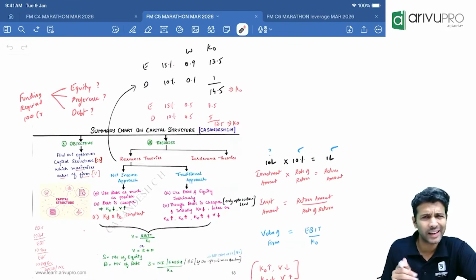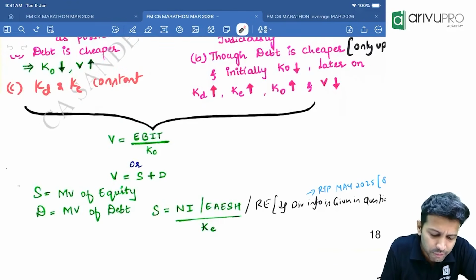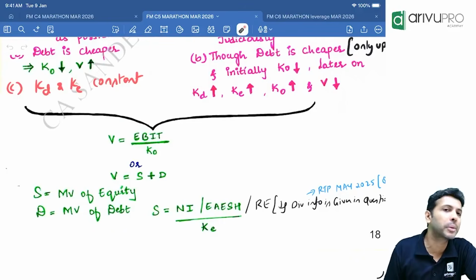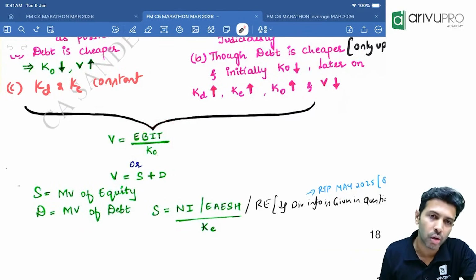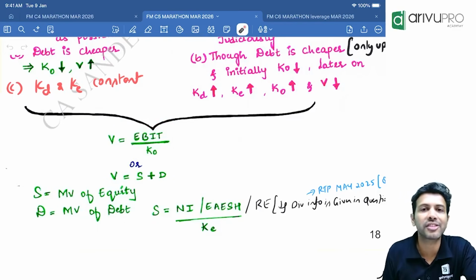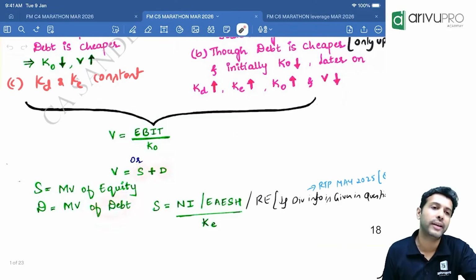Okay. Now again here also we need to remember a few formulas. One, value of the firm, denoted by V or VF, is given by the formula EBIT divided by overall cost of capital KO. Or another way to get the value of the firm is S plus D. S means market value of equity. D means market value of debt.